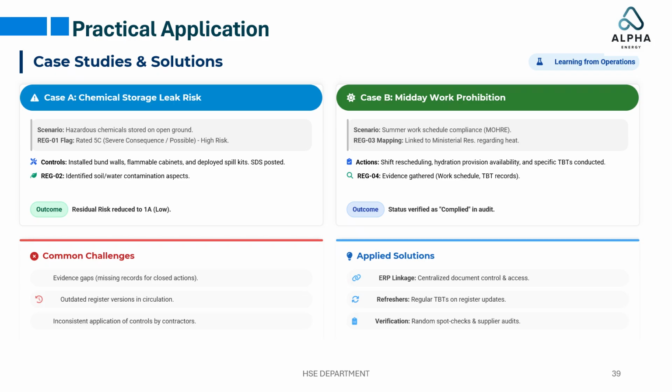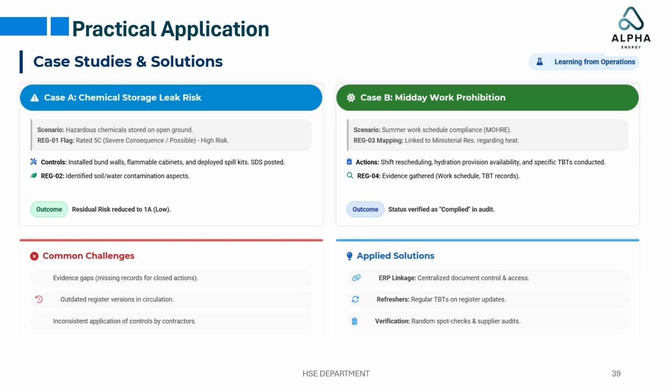This slide presents practical applications of the 4-register system through real operational case studies, demonstrating how the registers are used to identify risks, implement controls, and verify compliance. Case A, chemical storage leak risk. In this scenario, hazardous chemicals were stored on open ground, creating a risk of leakage and environmental contamination.